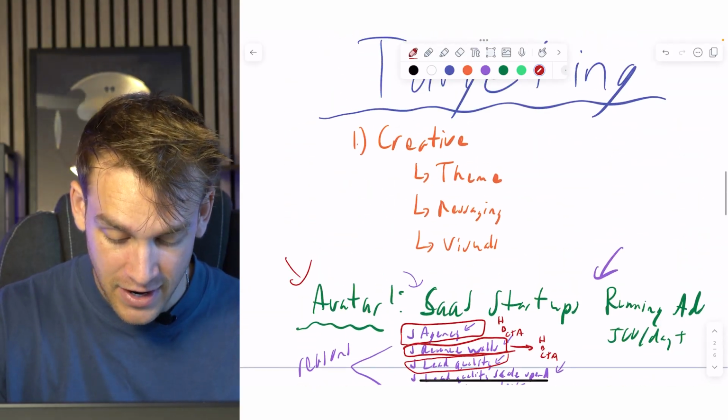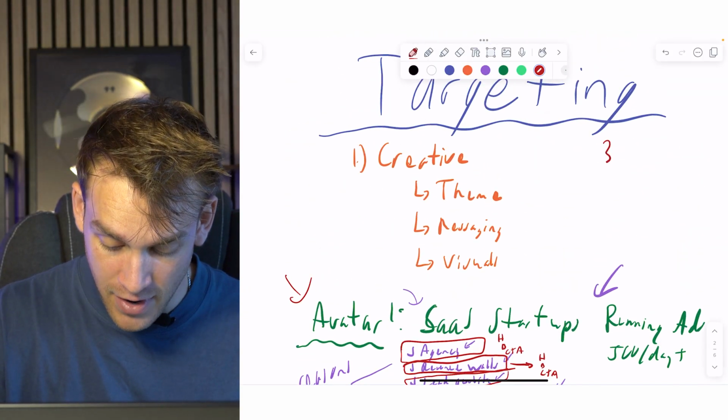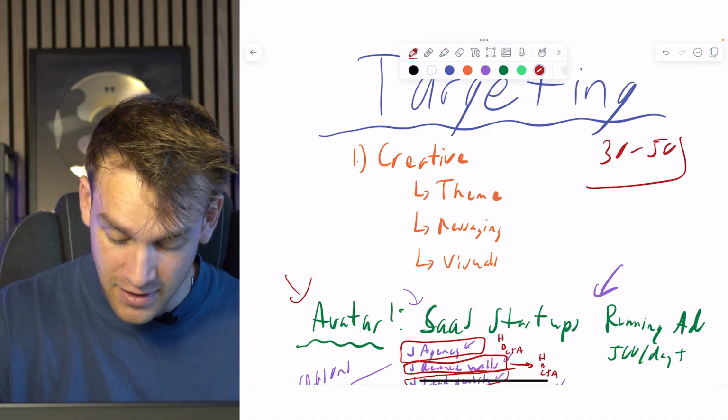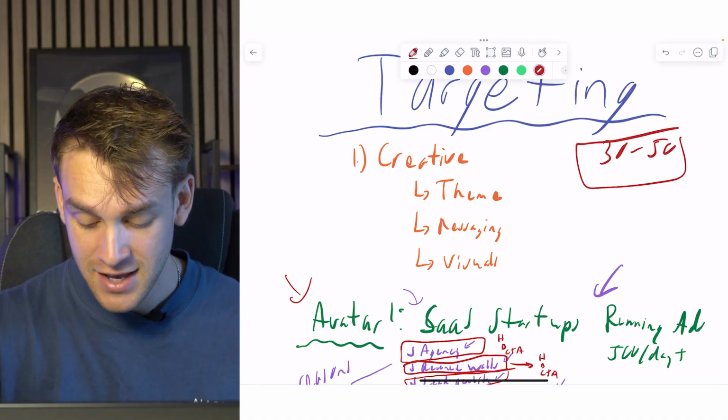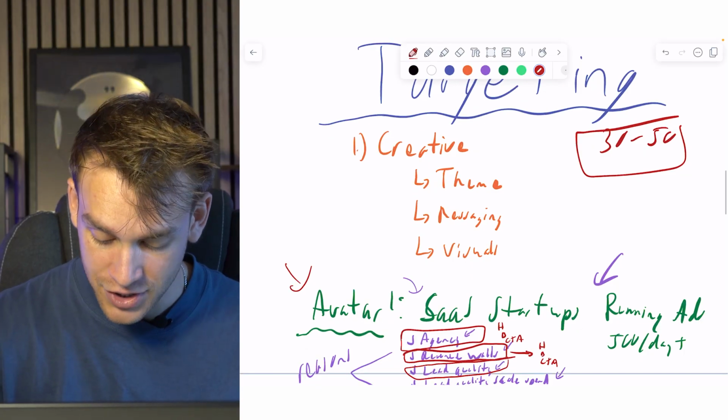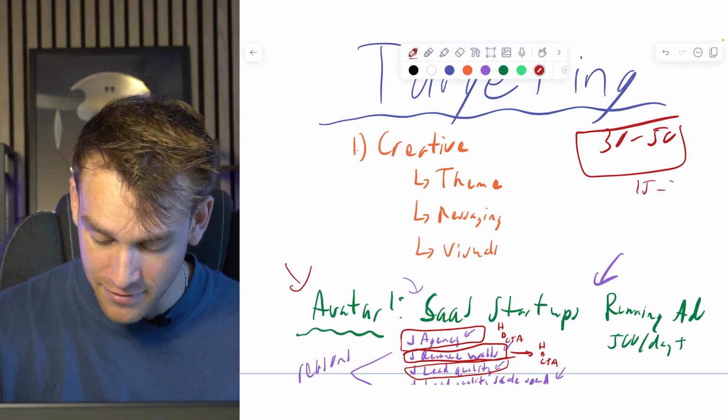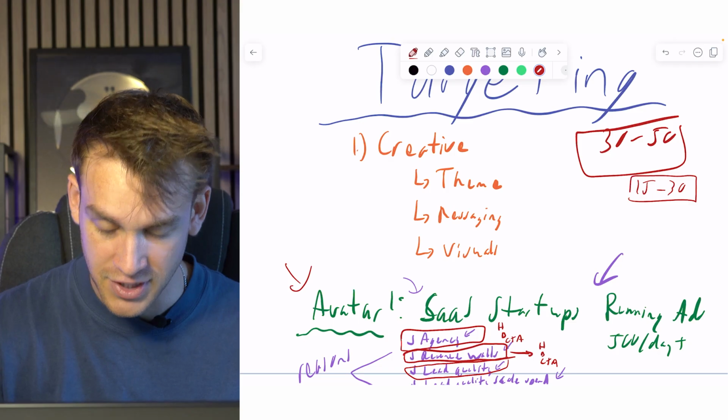So we want to initially film anywhere from about 30 to 50 individualized ads and get them edited. And we're going to launch in a new ad set with anywhere from about 15 to 30, which is what we're seeing work really well.